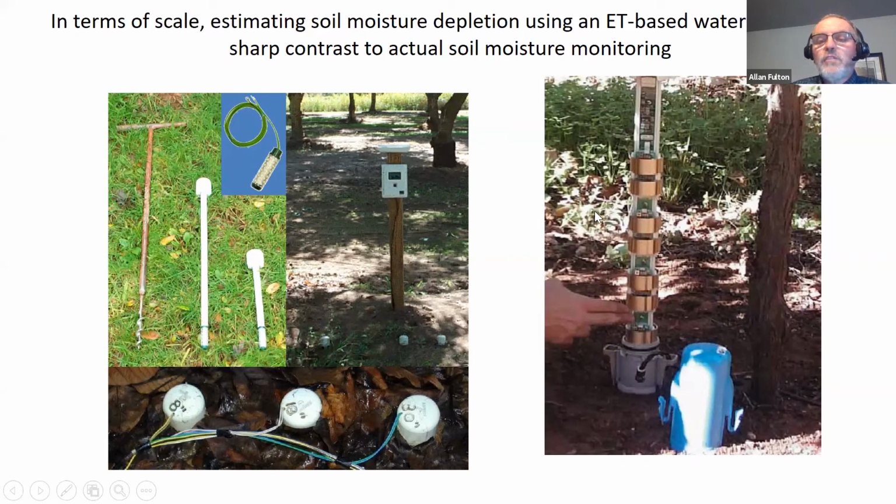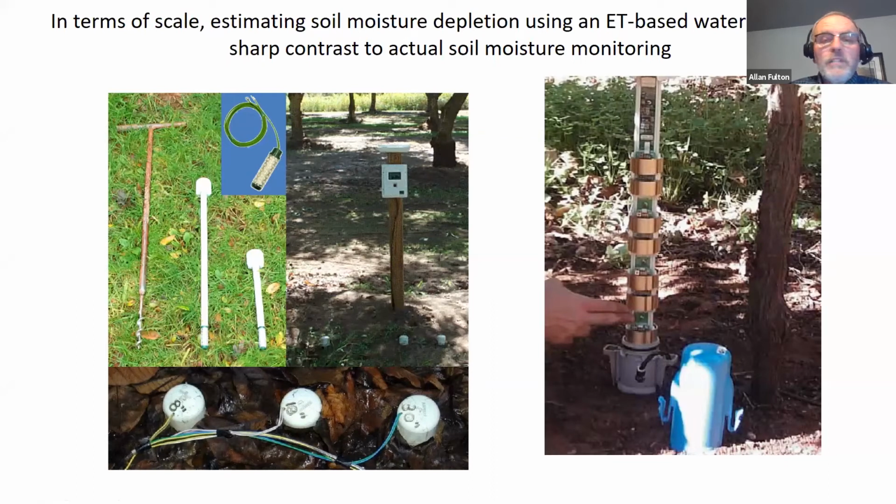This is a kind of soil moisture sensor called a capacitance probe. Each one of these groups is a sensor that senses the soil moisture at different increments, usually in 4 to 6 inch increments, down to at least 3 or 4 feet, maybe 5 feet.